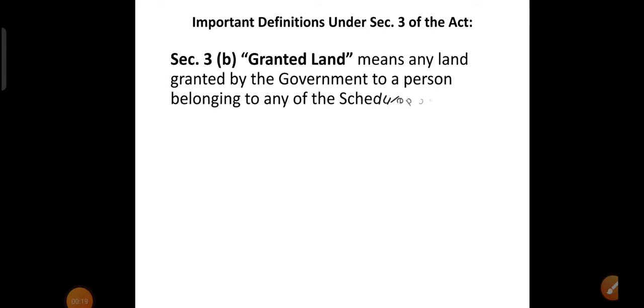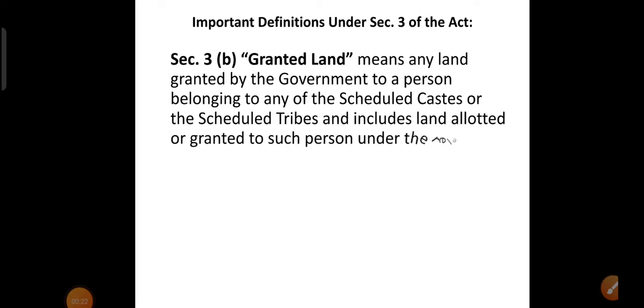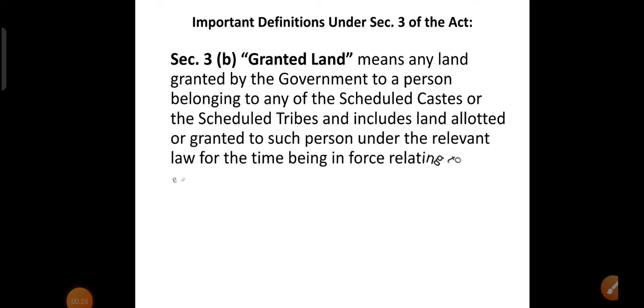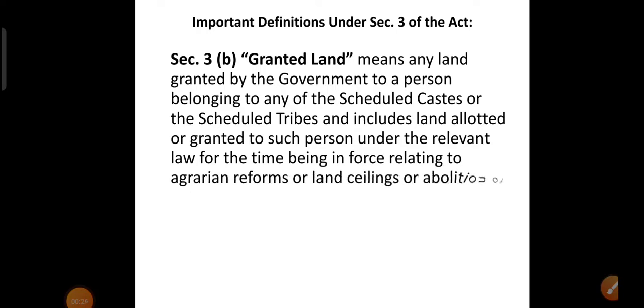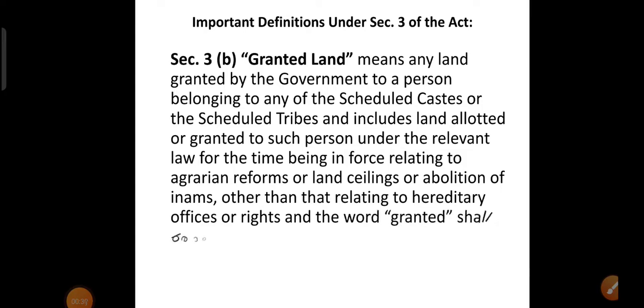So here what is this granted land? It means any land granted by the government to a person who is belonging to any of the SC, that is scheduled caste, or the scheduled tribes, and includes land allotted or granted to such person under the relevant law for the time being in force, that law relating to agrarian reforms.